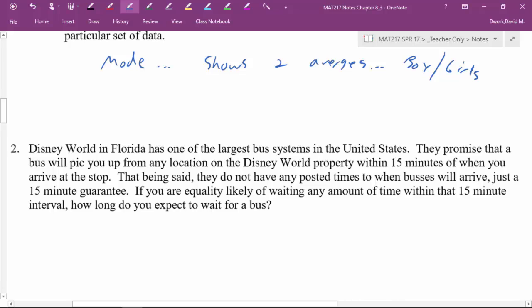Just to make sure that makes sense, what I'm saying with this equally likely idea is you are not able to game the system and figure out any kind of schedule. It just means when you walk outside and stand at that bus stop, you are just as likely to have to wait 15 minutes as you are to wait 0, where the bus is just pulling up when you walk out. Or you might have to wait 7 minutes. It's all equally likely.